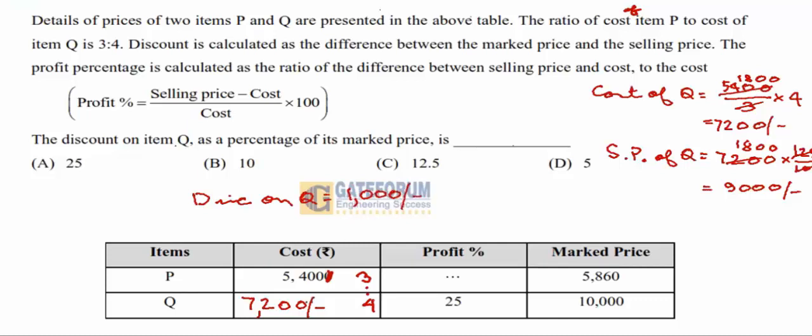They have asked me to find the discount on item Q as a percentage of its marked price, which is 10,000. So basically it is 1,000 divided by 10,000 multiplied by 100, which gives us 10%. So the answer will be 10%. Right?